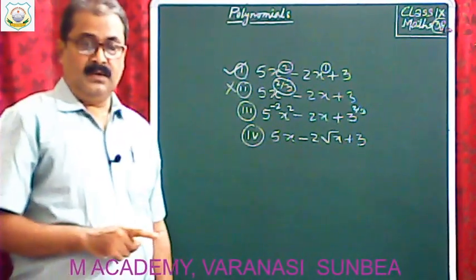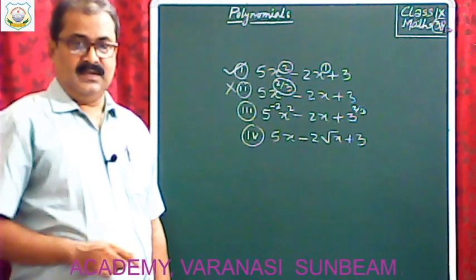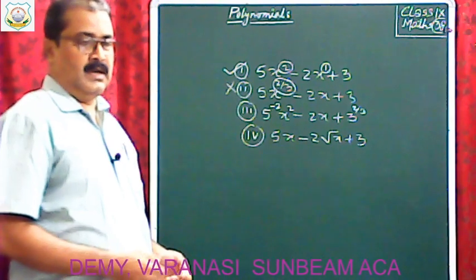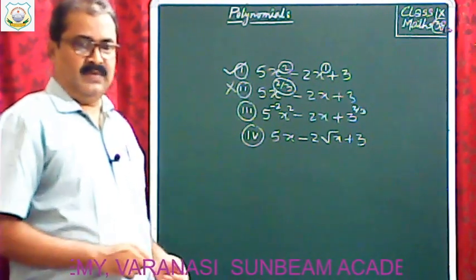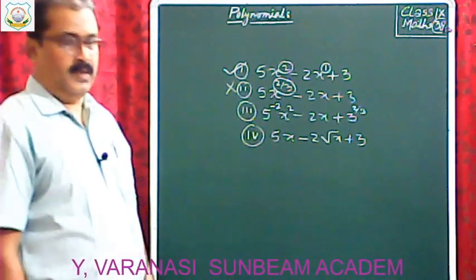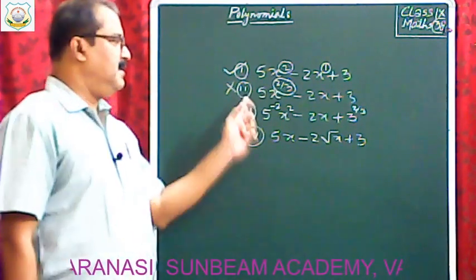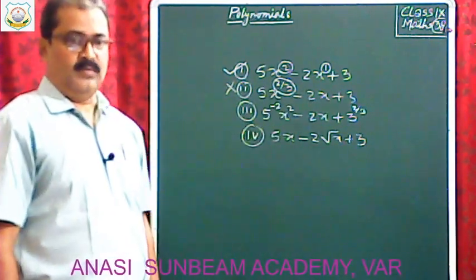Power must be a non-negative integer. If it is a negative integer or any other number is given in the power, then it is not a polynomial. So 2 by 3 is not an integer, that's why this algebraic expression is not a polynomial.